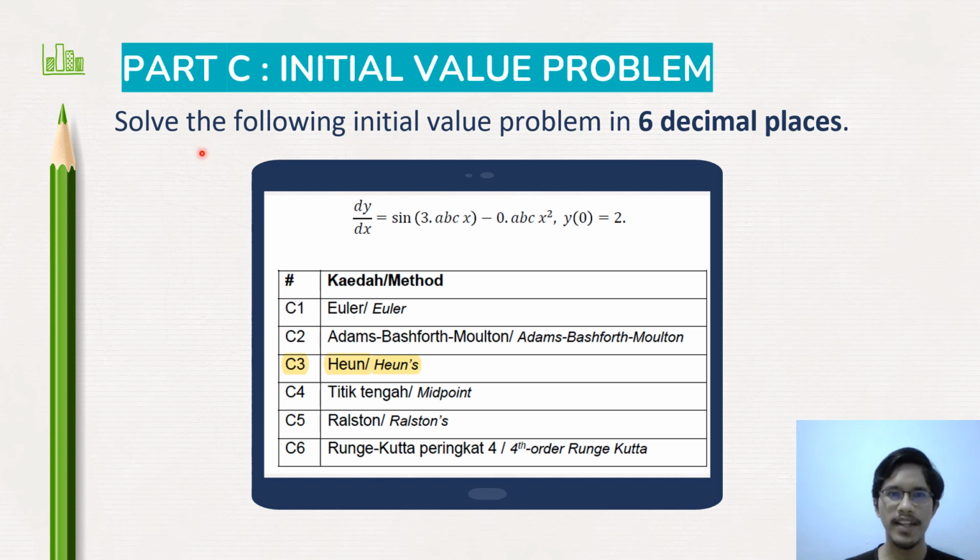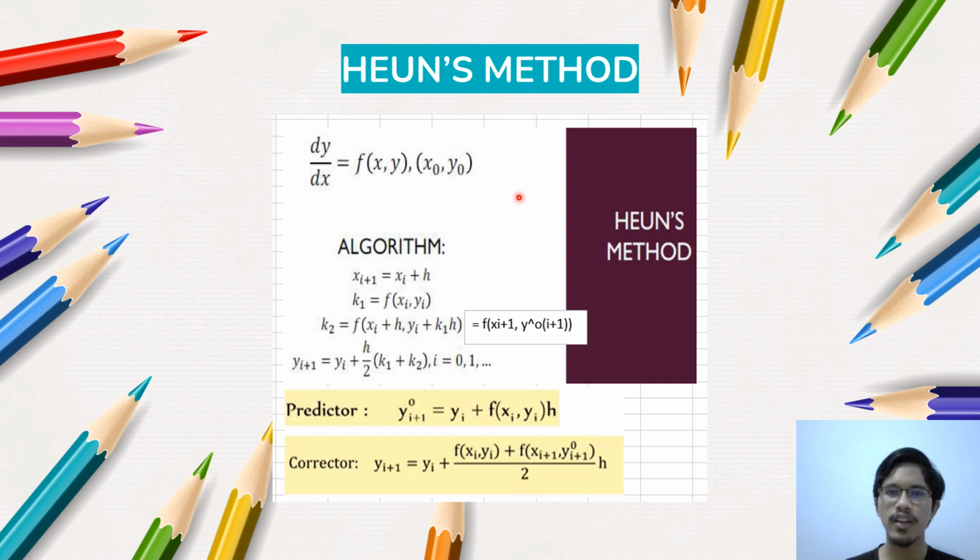Okay, next is part C. The last part: solve the following initial value problem to 6 decimal places. Here is the dy/dx. The initial x is 0 and y is 2. For this part, I have selected C3, the Heun's method.